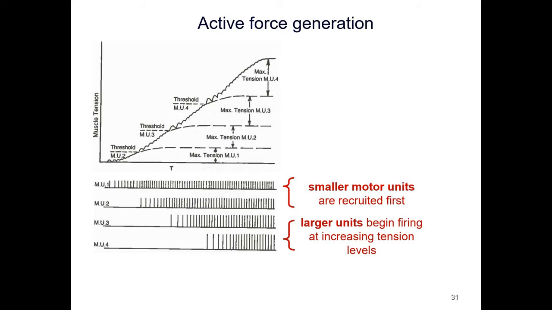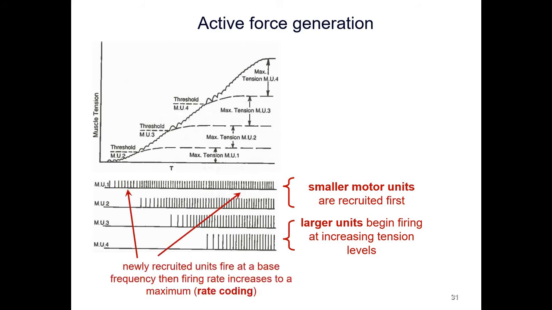The first time it fires, we see a small bump of force created. This then fades away before the motor unit is activated again. As the rate of firing of motor unit 1 increases, the contraction forces created start to overlap and force starts to build up. In general then, what we see is that any newly recruited motor unit will fire at a base frequency, and then the firing rate will increase to a maximum.